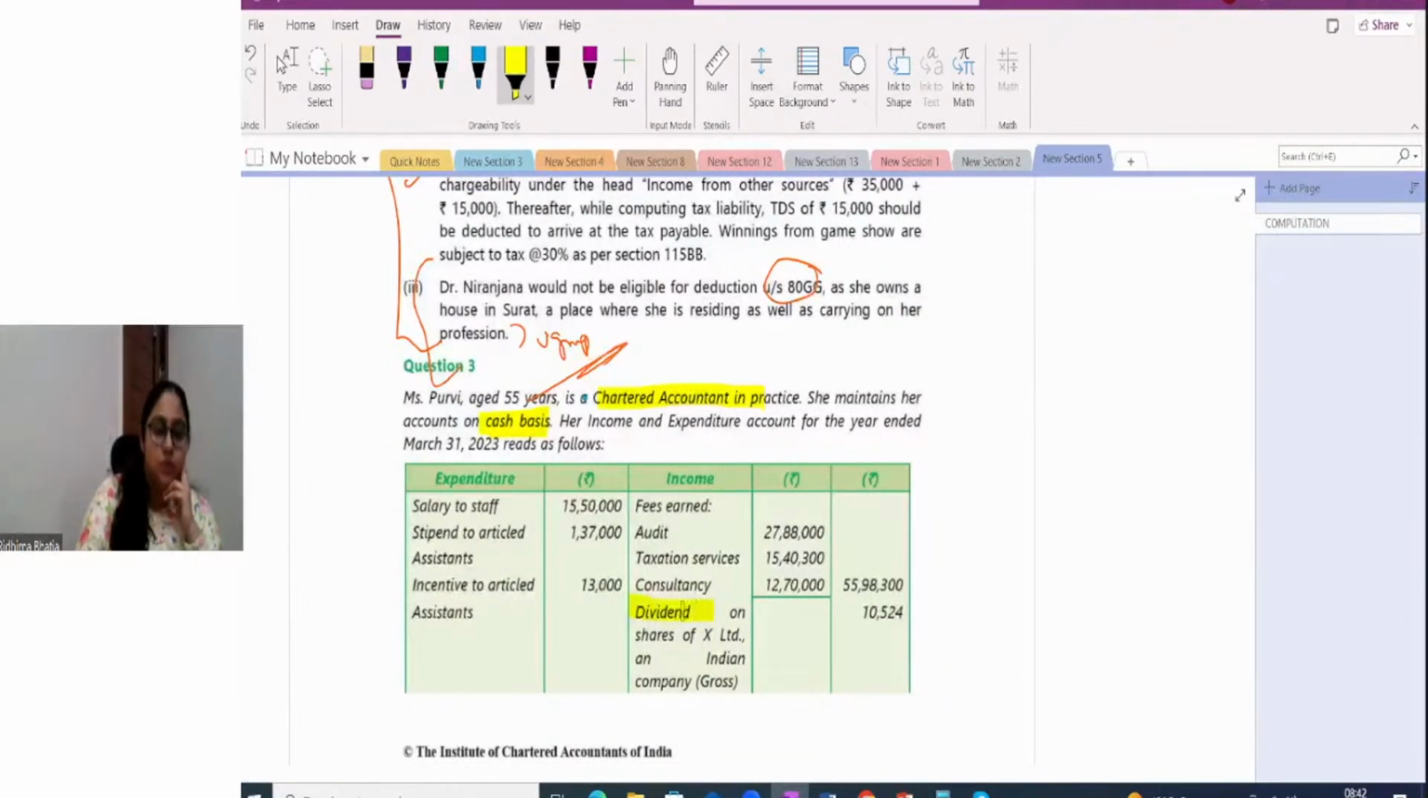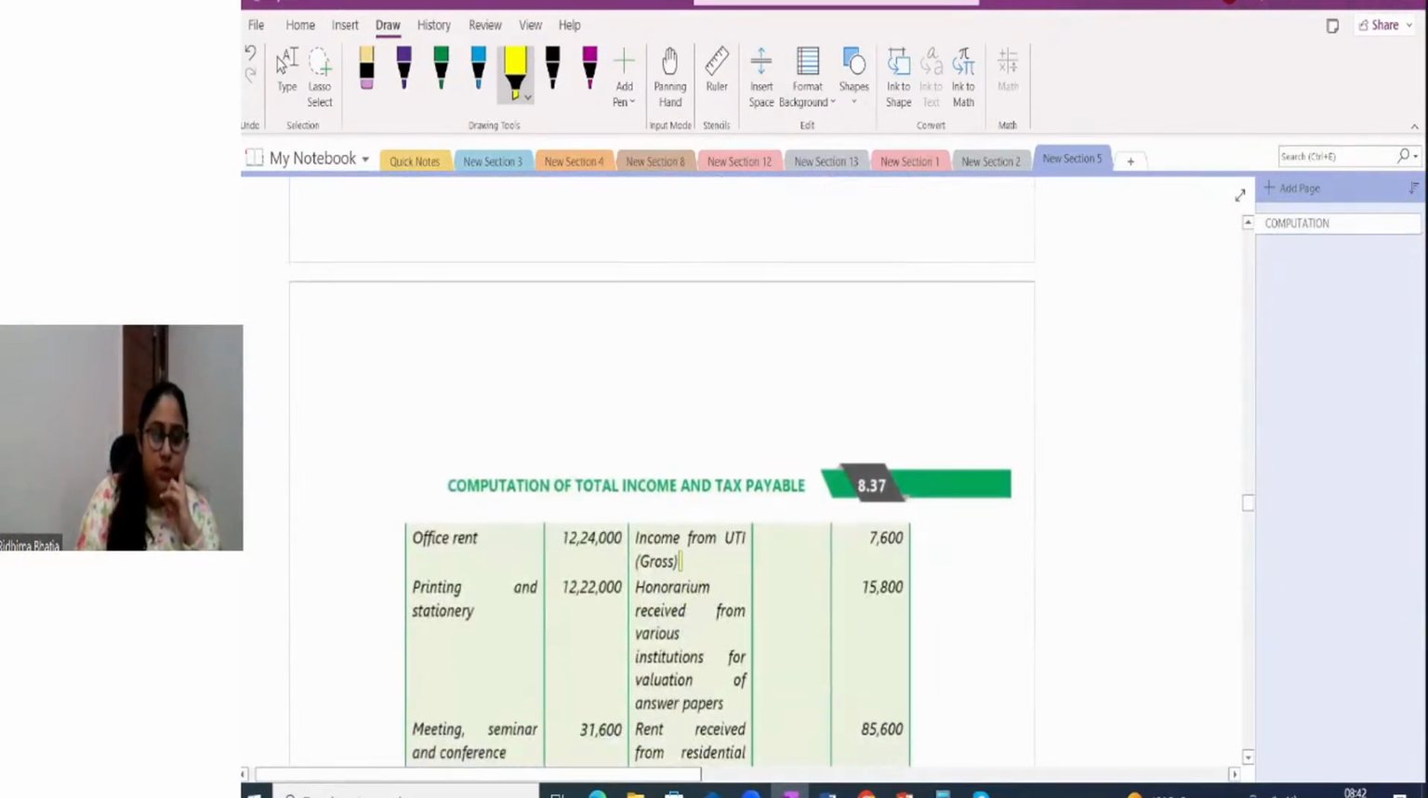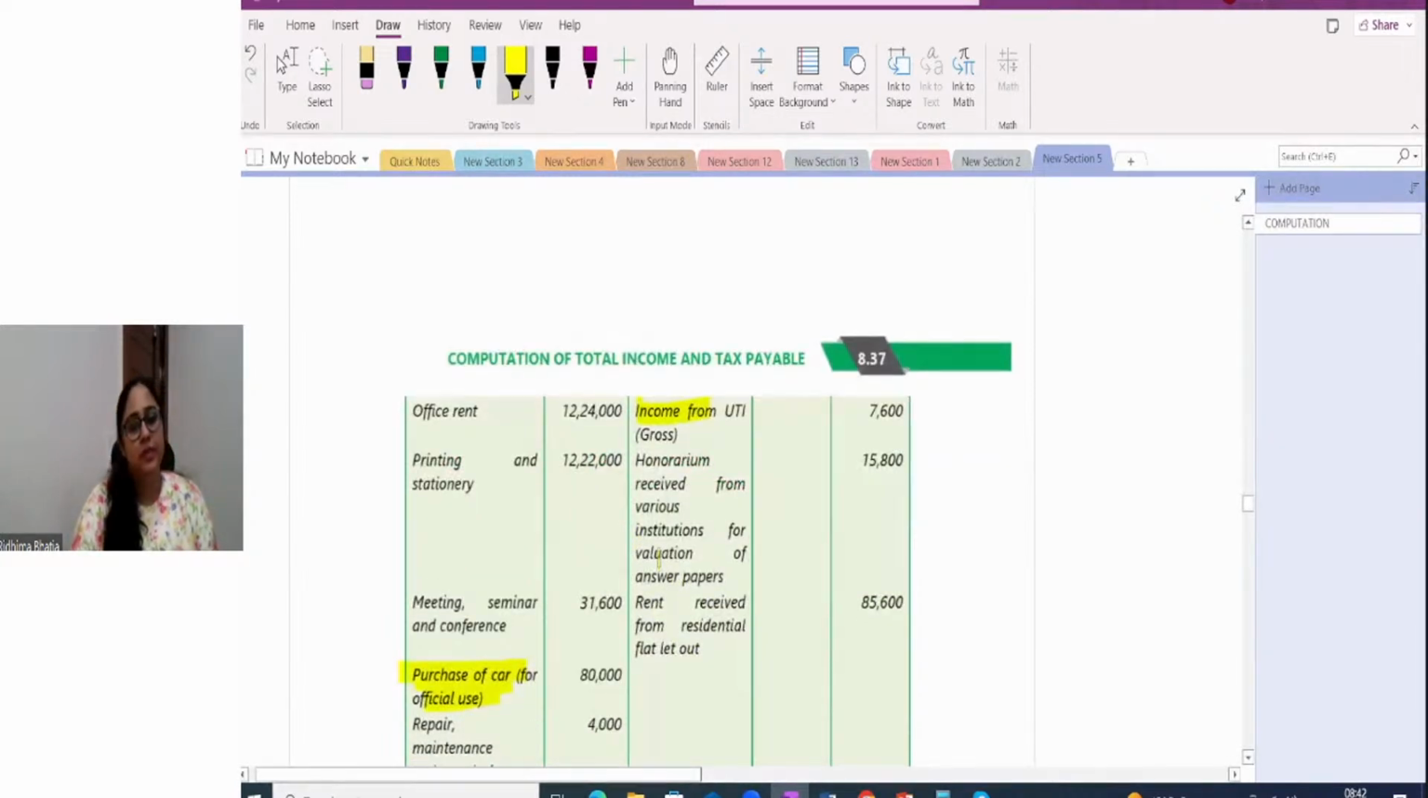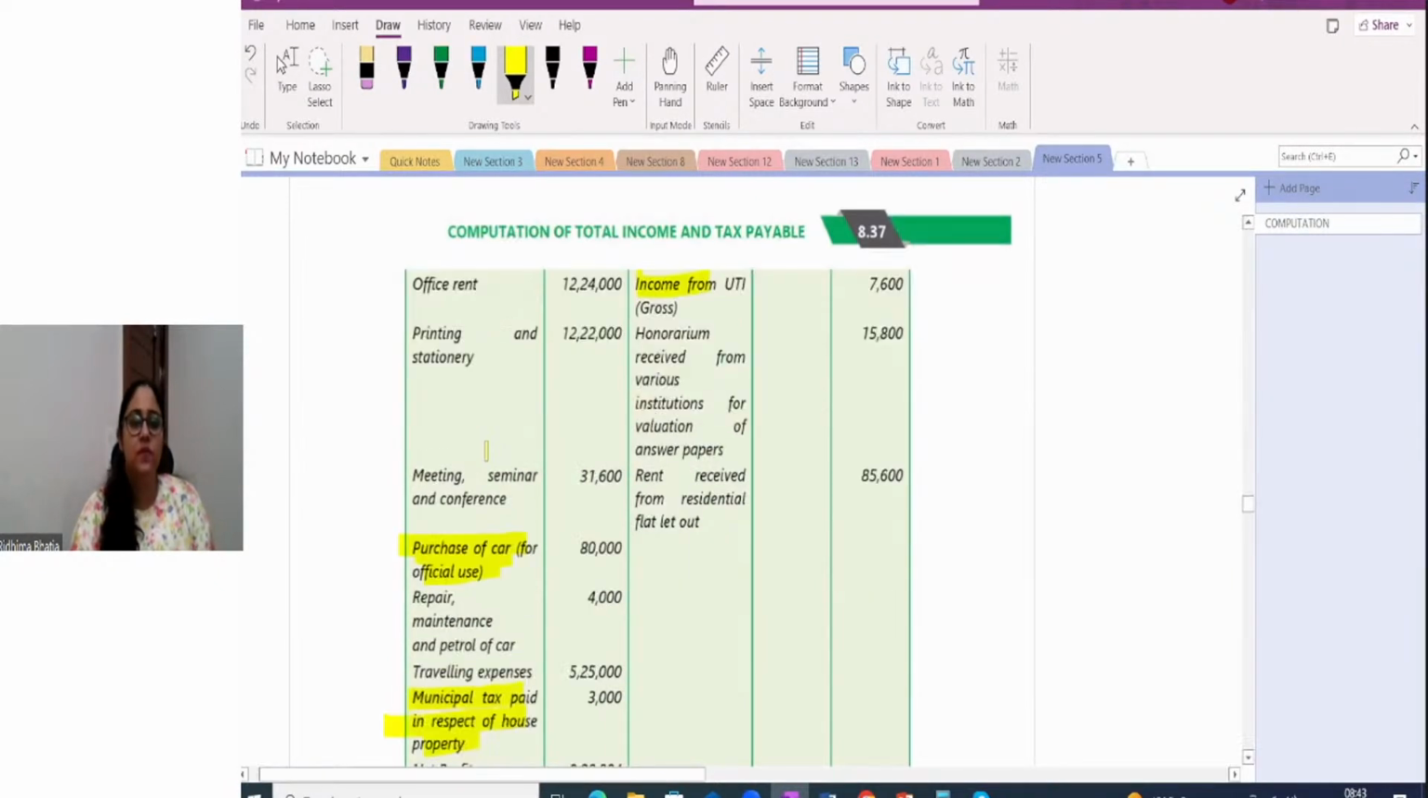The sources. Income from UTI, everyone has it. Honorarium received from various institutions for valuation of answers and newspaper. Now this one, where would you put honorarium? In business or in other sources? It's related to your business, so you can put it in your business. If you want to put it in your other sources, just give a clear reason. Rent received from residential let out. This is also house property.